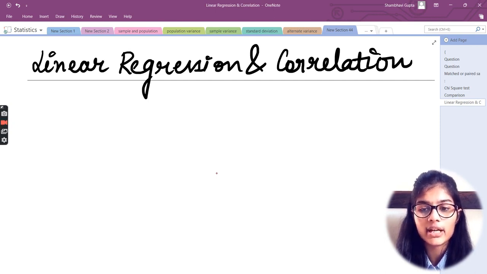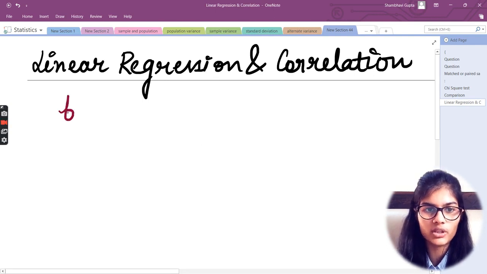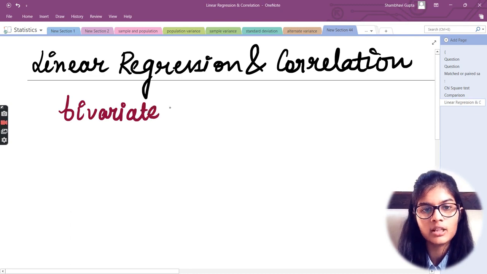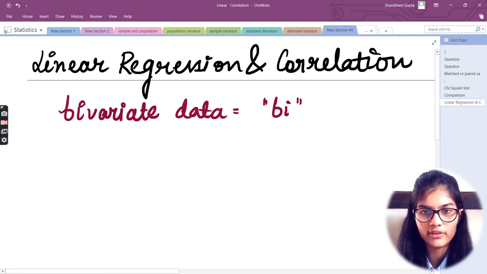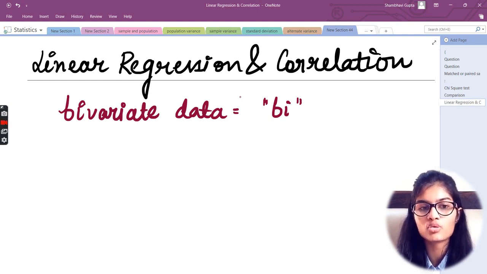The type of data I described there was bivariate data. We often call it BI. So bivariate data, we often call it BI. BI means two variables, right? So it's for the two variables only.